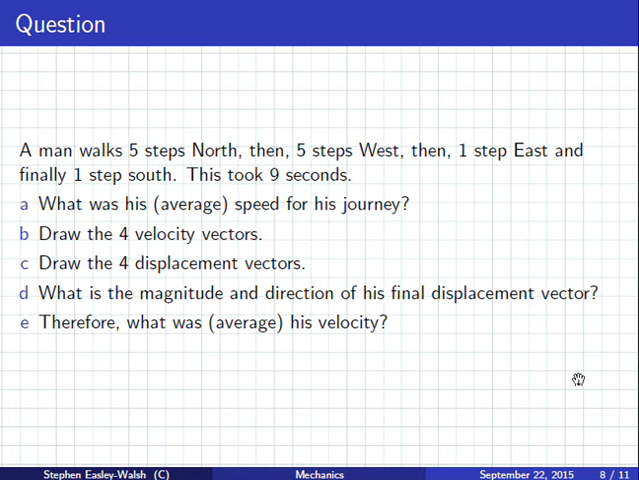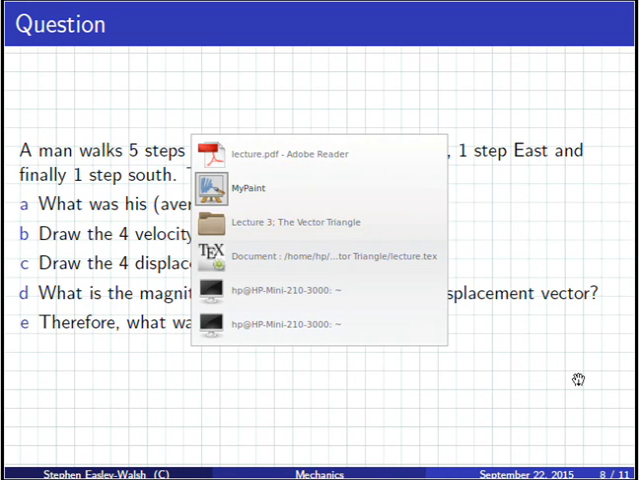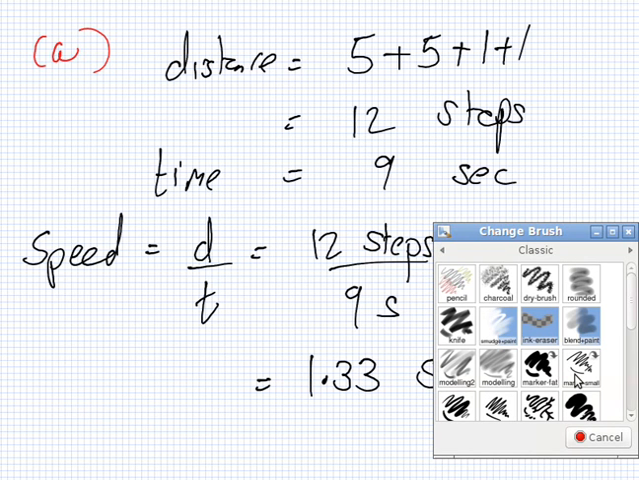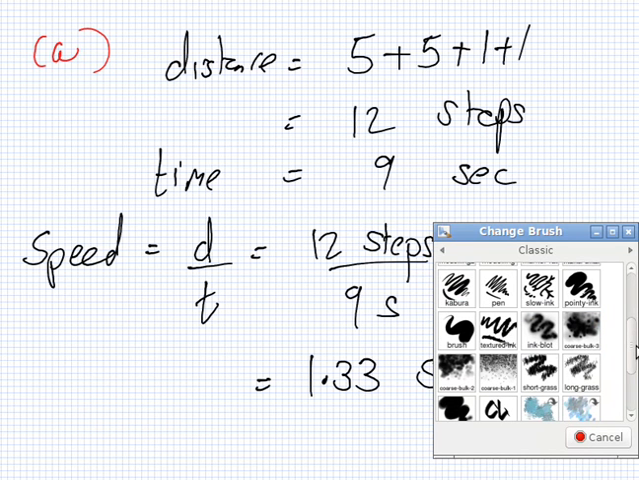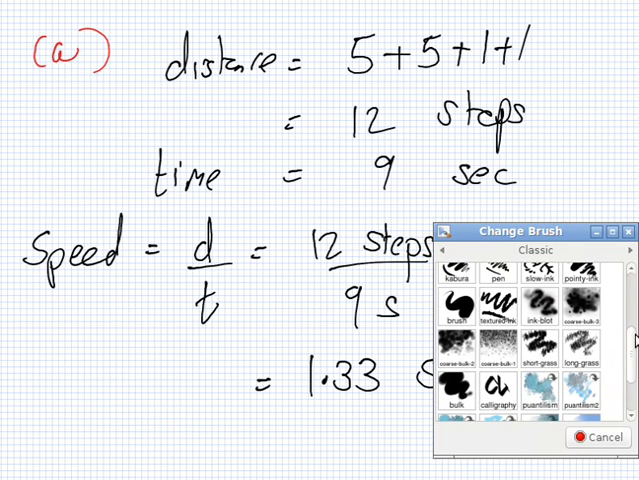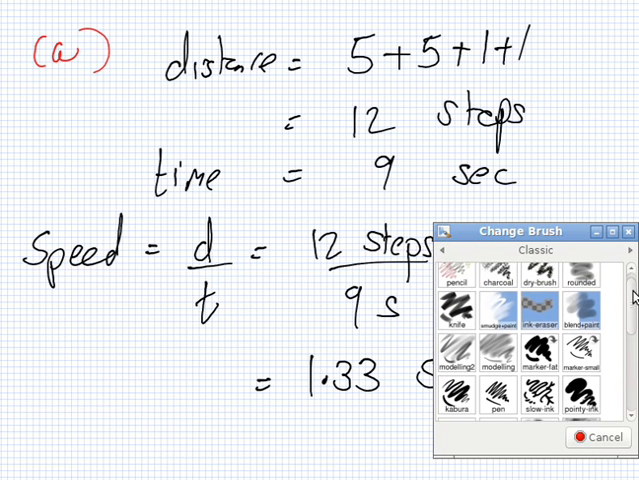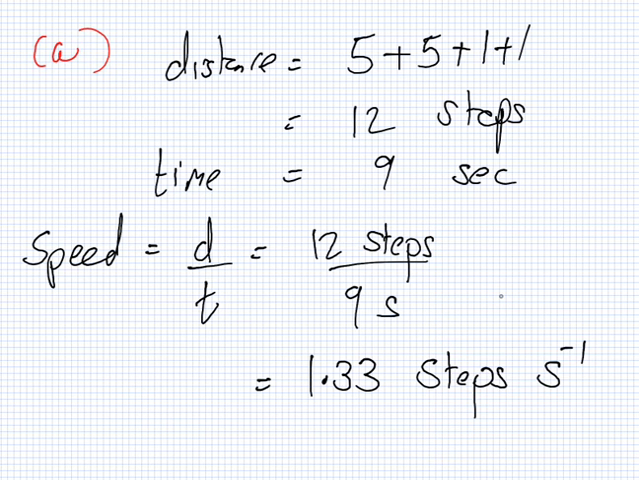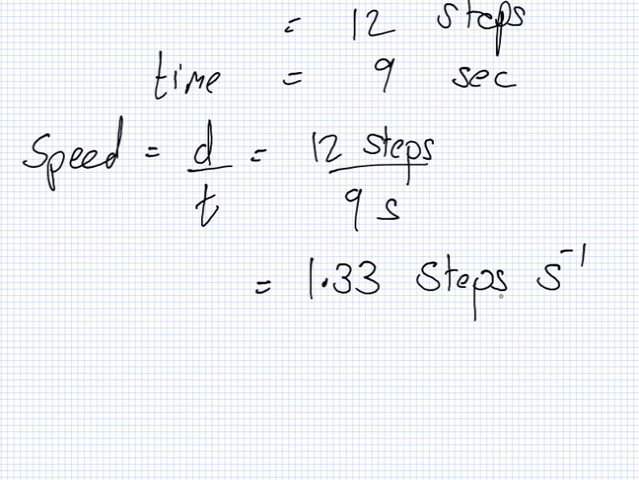Draw the 4 velocity vectors. So north, west, east, south. Okay. Whoops, that's no good. And we go back. I want to go back to pen. Oh my goodness. I think I need to buy a new laptop. This one's dying. Where's pen? Oh, pen. Okay. Right, B. Draw these vectors. There's 4 vectors to draw.